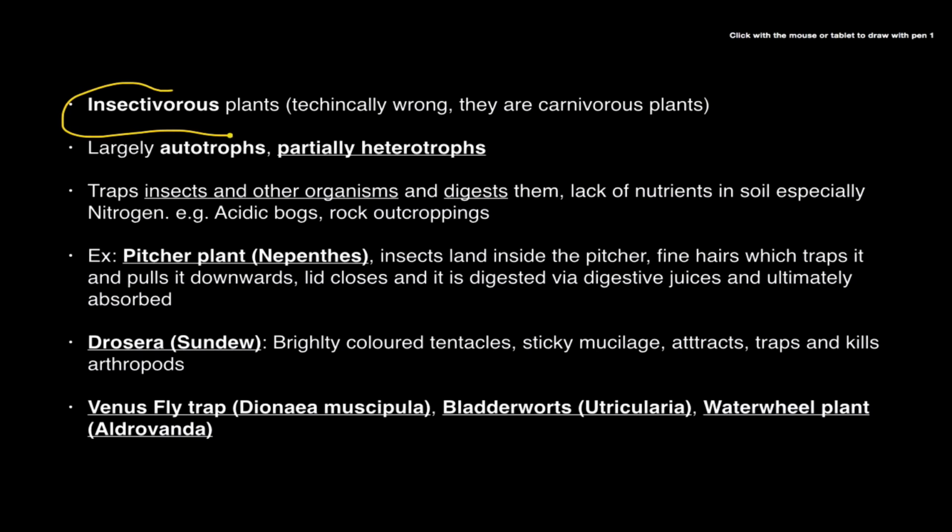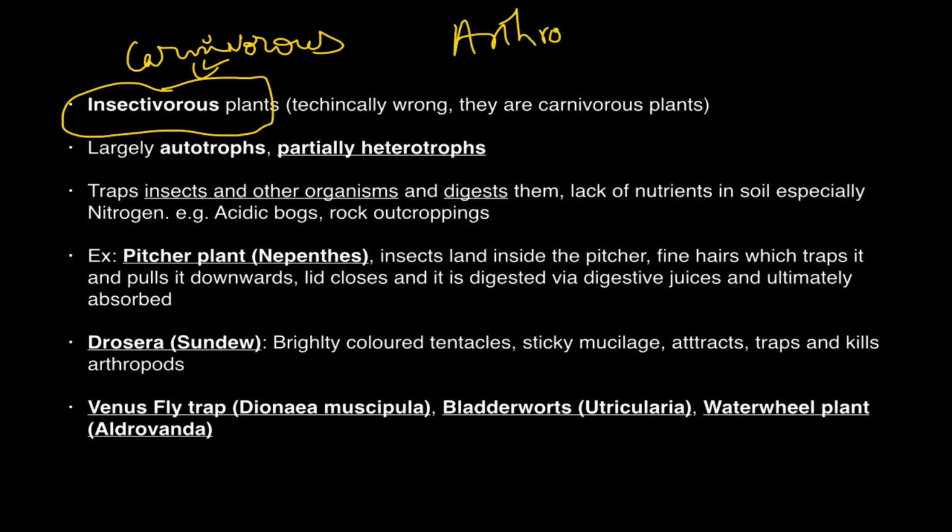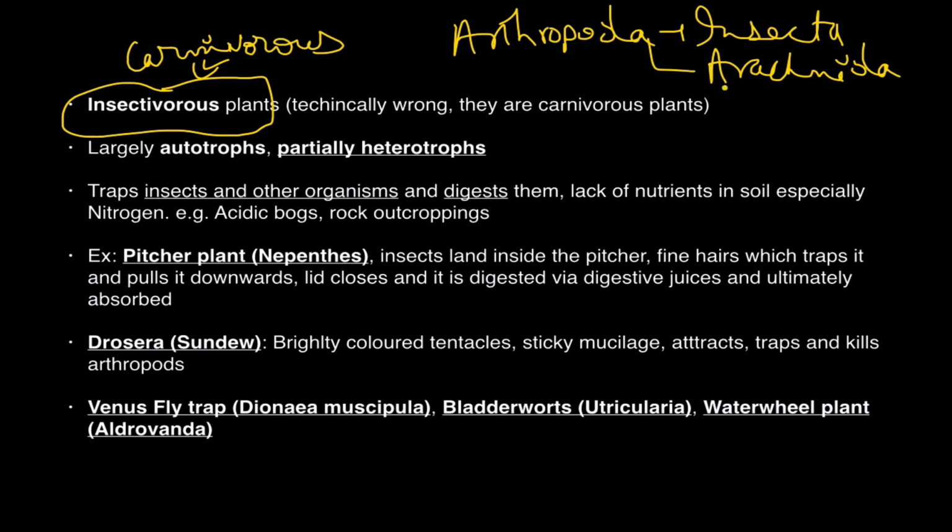Now insectivorous plant, again the term is technically wrong because they are carnivorous plants. They can eat any arthropoda. Basically arthropoda जो होता है phylum, that has insecta as just one class. There are other classes also like arachnida in which spider comes, etc. Again goes beyond the scope of discussion. So they are carnivorous plants.